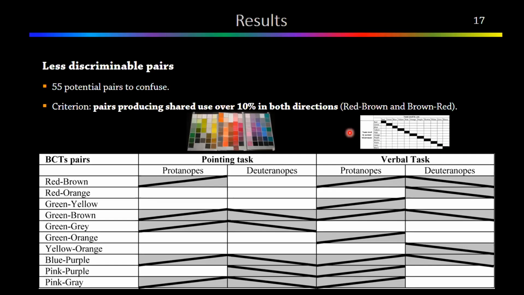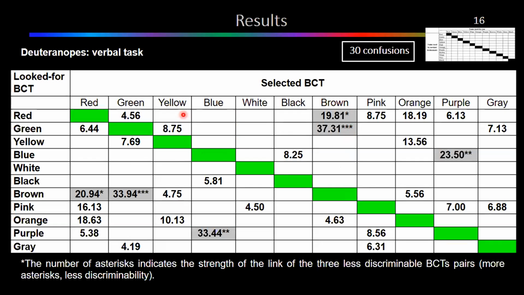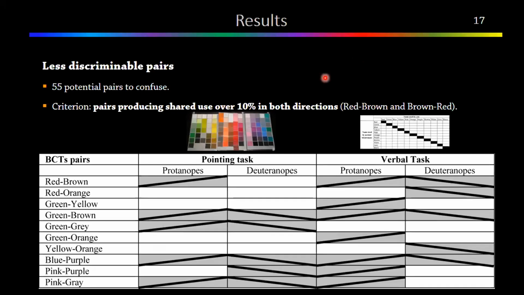If we analyze these confusions combining the 2 triangles of the matrix, okay, so looking at the confusion when they were relating the red-brown pair or brown-red pair, we can build this table here to simplify things a little bit and see which were the pairs that actually were most confused in the pointing task, or were estimated as most confusable in the verbal task. So if we reduce the matrix that way, we have only 55 potential pairs to compare.